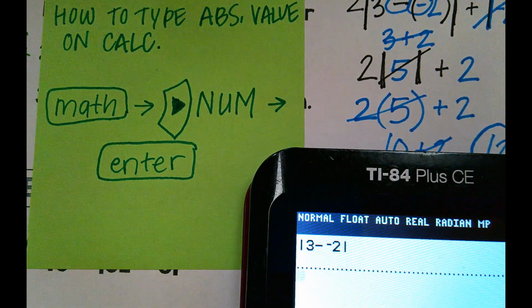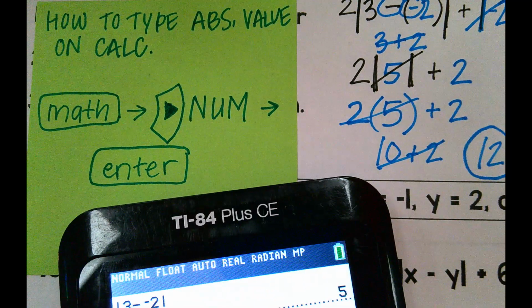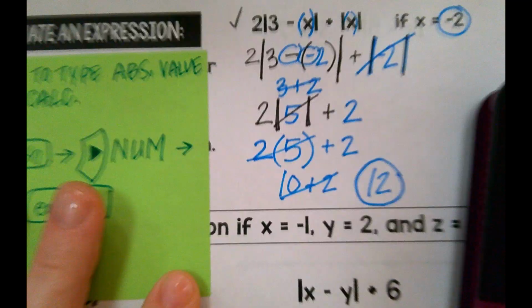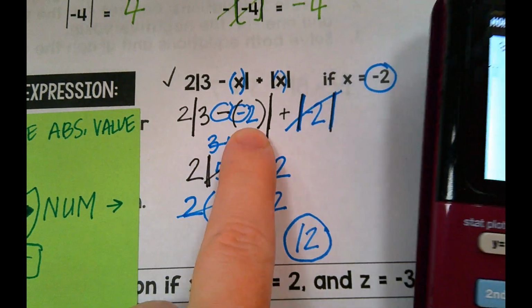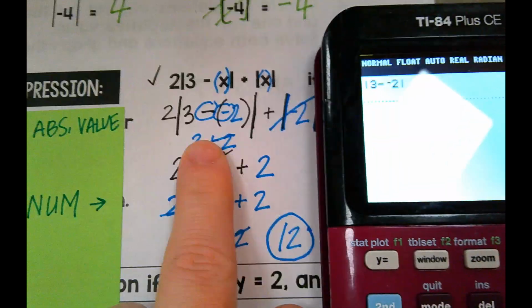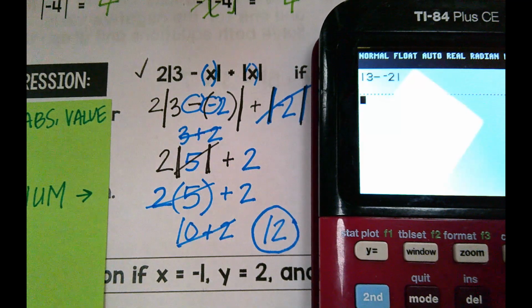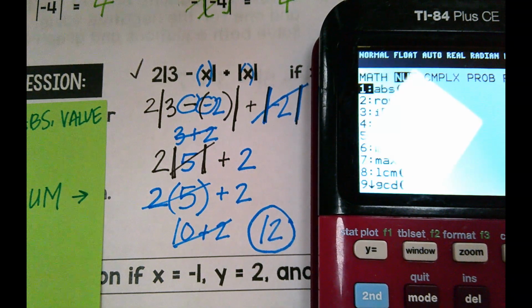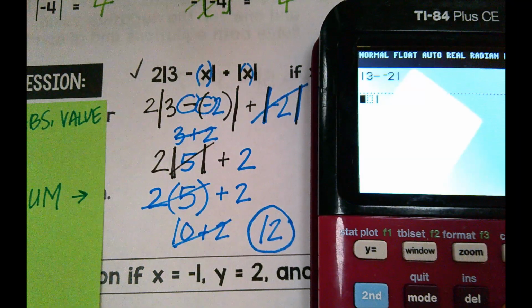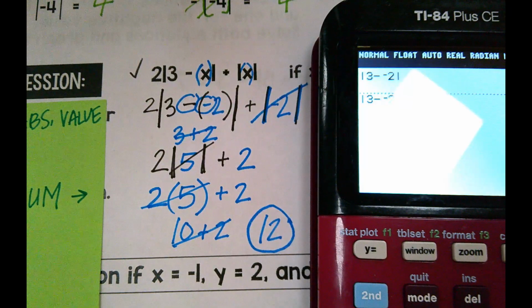Can you type the whole equation in here, or will you have to, sometimes, read? That's a great question. Let me try. Once I have my -2 plugged in, let's see. I'm going to do math, number, enter. So here's my absolute value. I'm going to have to arrow away from it. 3 minus -2.